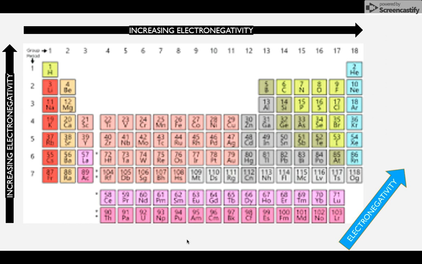Here I put a periodic table on the screen, and I showed you the electronegativity. So basically, F is the most electronegative. The higher and to the right you go, the more electronegative your element is.